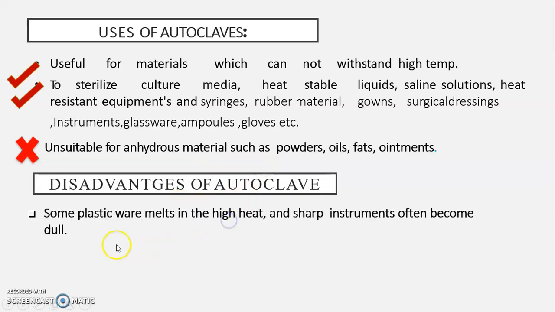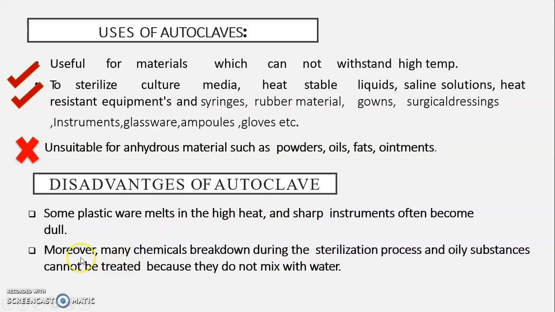Disadvantages of autoclave. Some plasticware melts in the high heat and sharp instruments often become dull. Moreover, many chemicals break down during the sterilization process and oily substances cannot be treated because they do not mix with the water. Then, the third part of physical method is radiation sterilization.